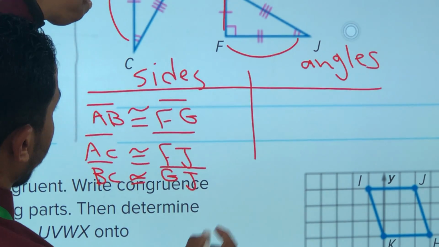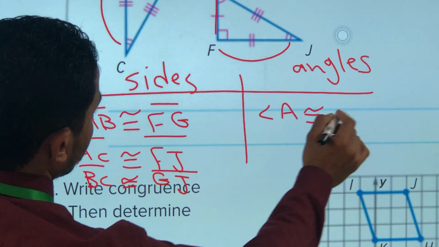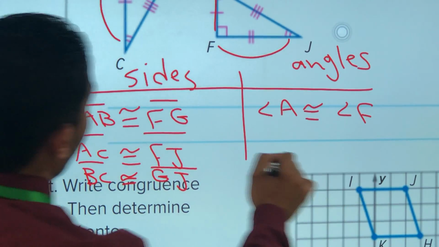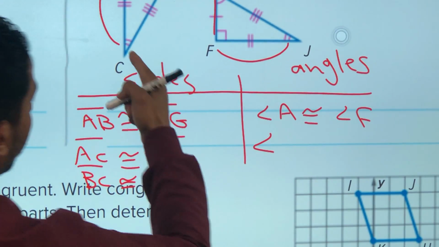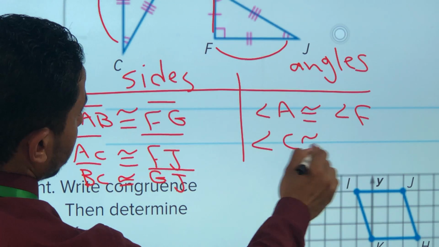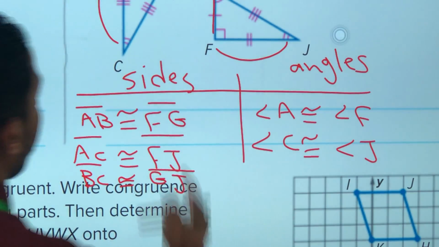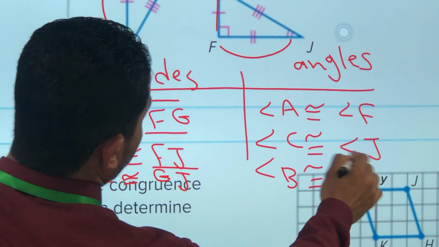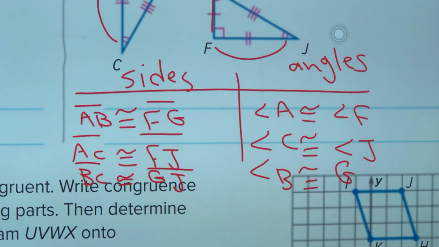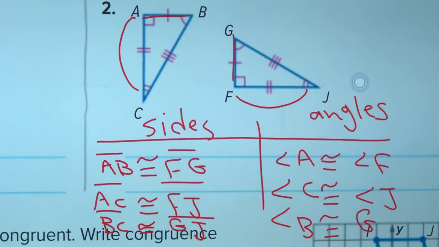Angle A is right and angle F is right. So angle A is congruent to angle F, and angle J equals angle C. And the last angle is B, congruent to angle G. These are corresponding parts, as I said.